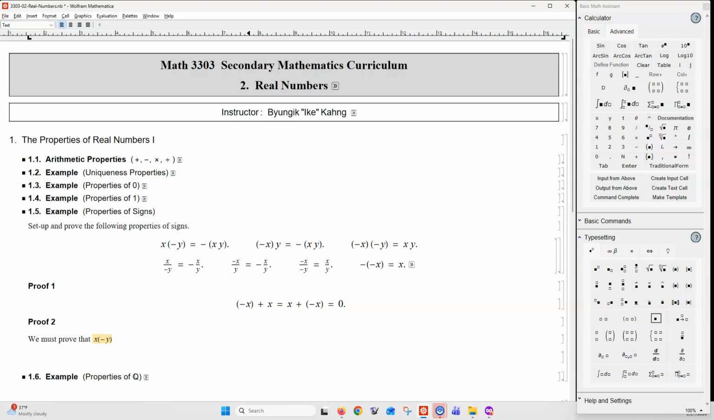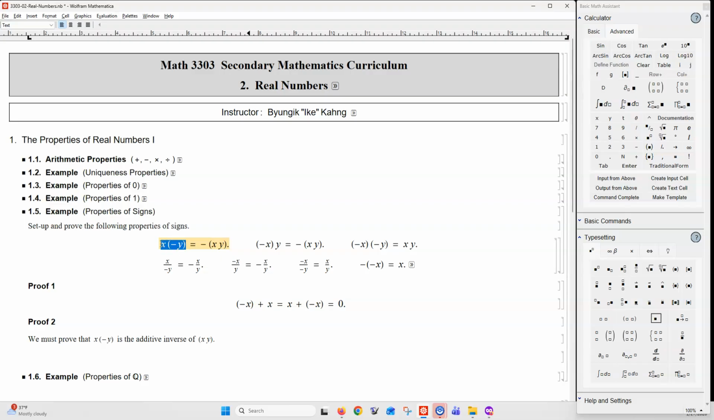X times negative y, that's the additive inverse of x times y. That's what you have to prove. So right inside is the additive inverse of x times y. So this is the additive inverse of x times y.